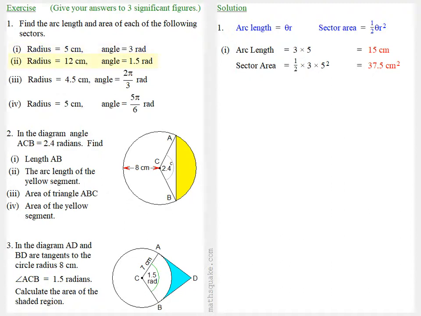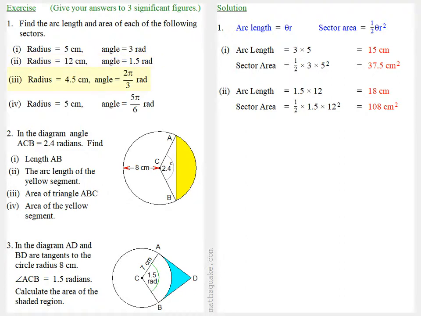In part 2 we're given that the radius is 12 centimeters and the angle is 1.5 radians. Now the arc length is the angle times the radius, which is 1.5 times 12, which is 18 centimeters, and the sector area is a half times the angle times the radius squared, a half times 1.5 times 12 squared, which is 108 square centimeters.